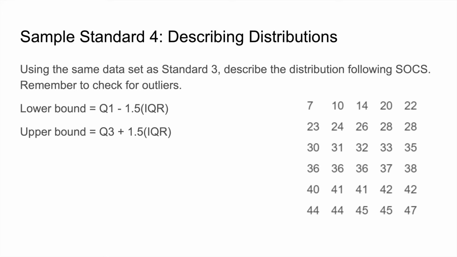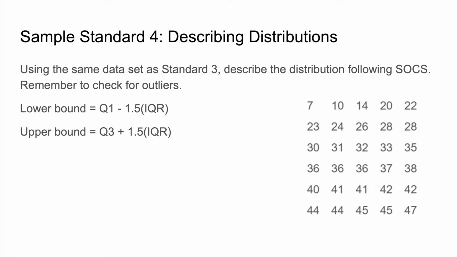So here's our example for standard 4, describing distributions. Using the same data set as standard 3, describe the distribution following SOX. Remember to check for outliers, right? The O in SOX stands for outliers, so they are reminding you to check for them. They also provide you with the formula for what is considered to be an outlier. The lower boundary is Q1 minus 1.5 IQR, and the upper boundary is Q3 plus 1.5 IQR.